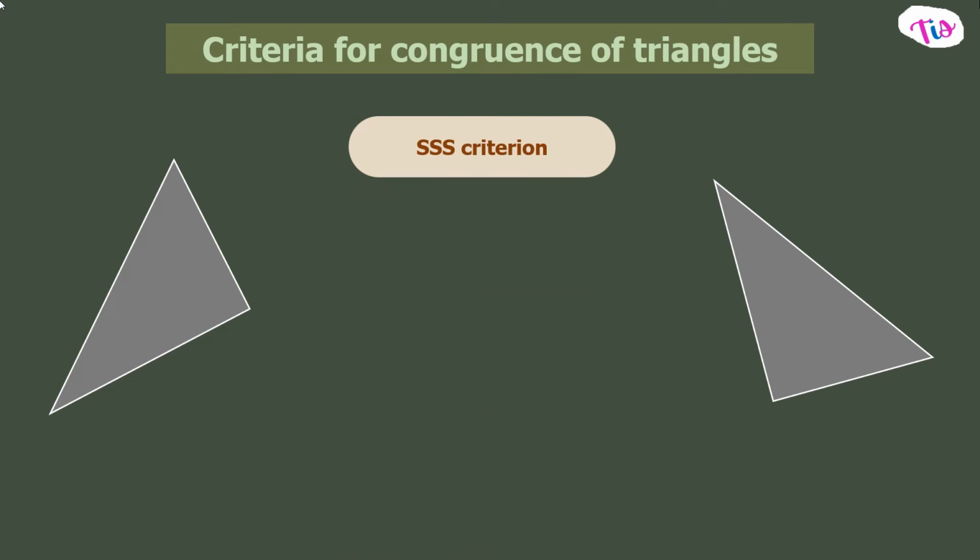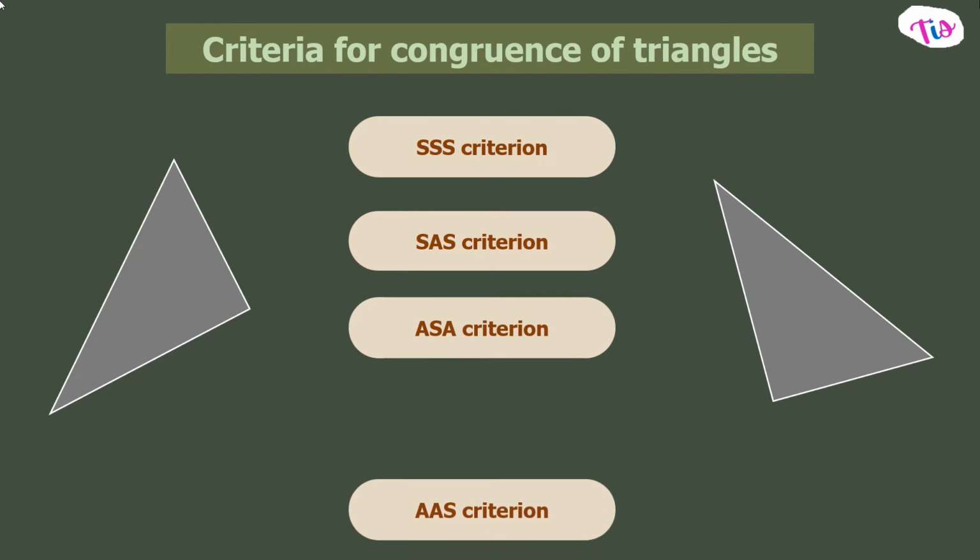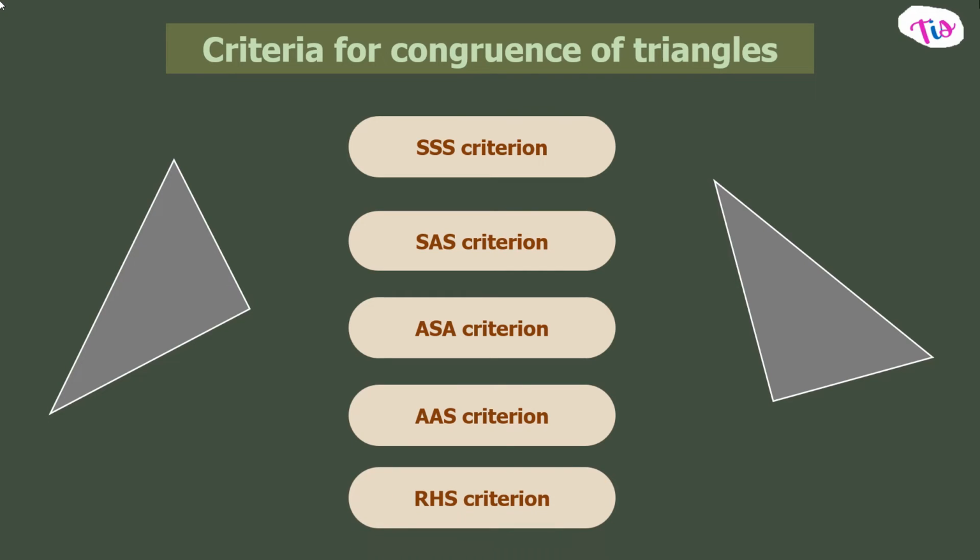The first congruence criteria is SSS criteria. Second is SAS criteria. Third is ASA criteria. Fourth one is AAS criteria, and the fifth one is RHS criteria. And there is no such criteria like ASSS. So basically we have only five congruence criteria. We can use these five congruence criteria to prove whether two triangles are congruent or not. We'll talk about all these criteria one by one. Be with me. So now let's start with SSS criteria.